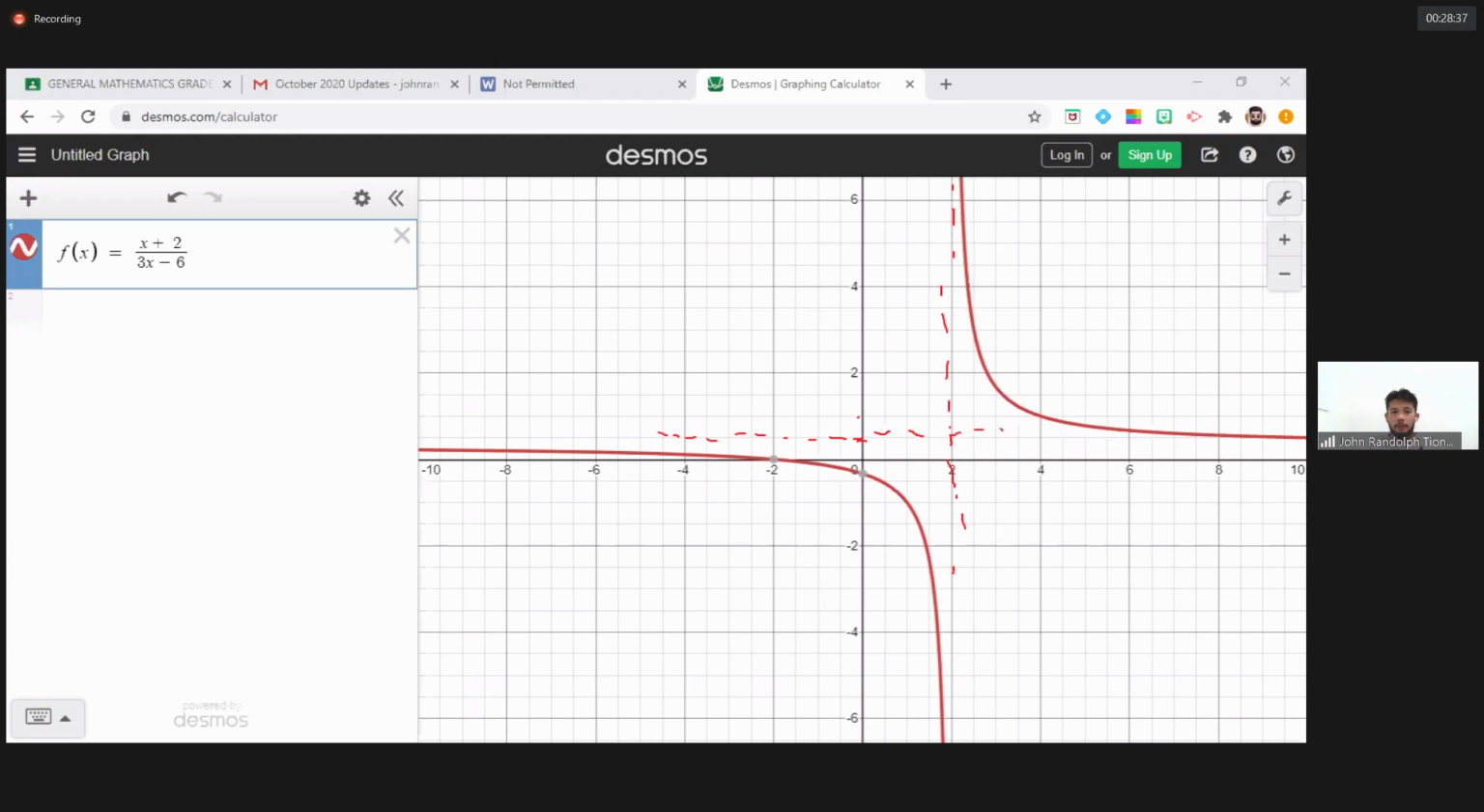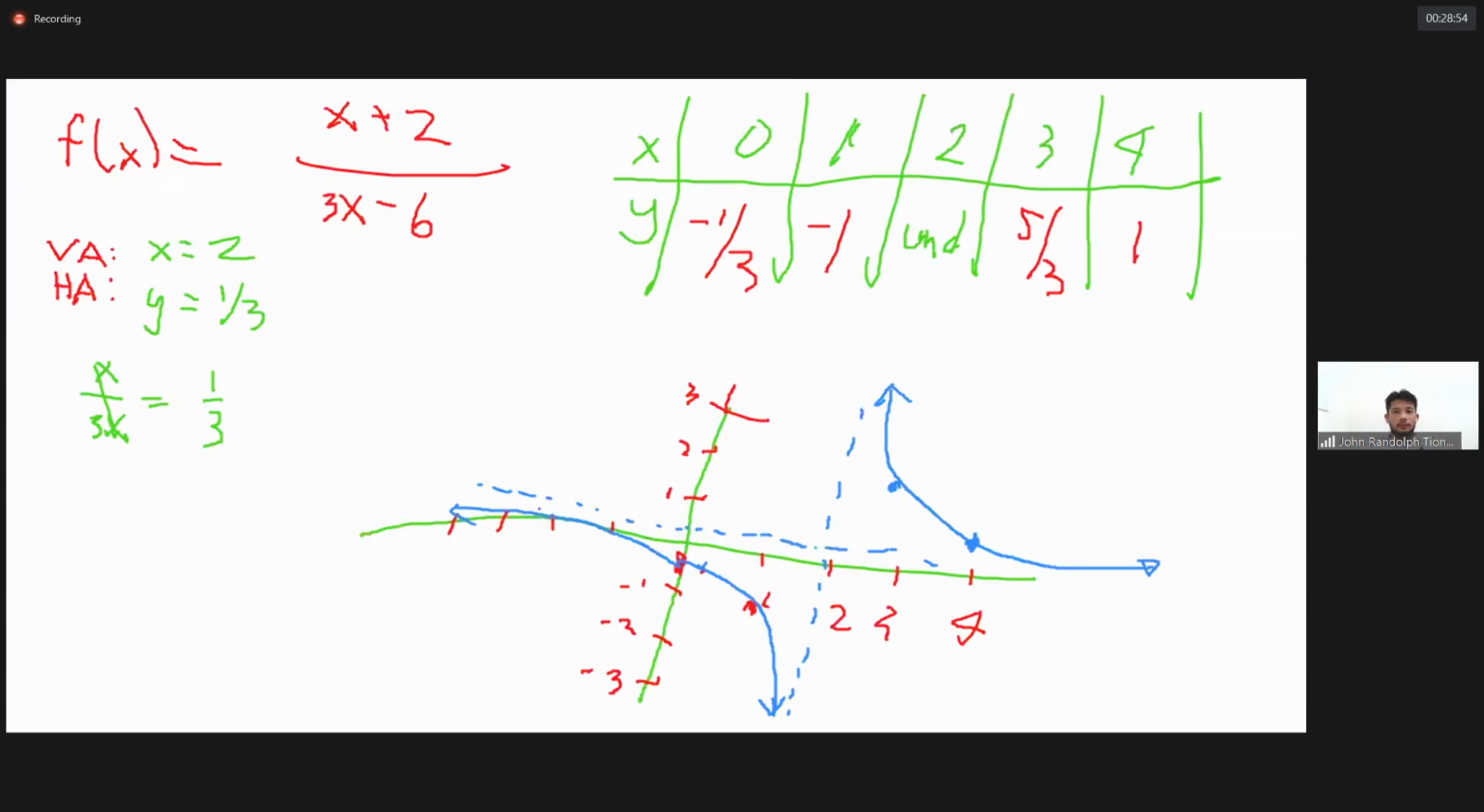Okay, nasundan how to make a graph of a rational function, guys? Give me a thumbs up, or kung may tanong, mag-message. Okay, so walang tanong. Another one? Okay, last one. Try this one.